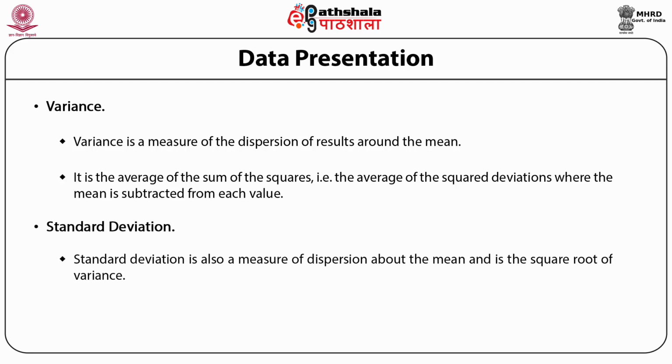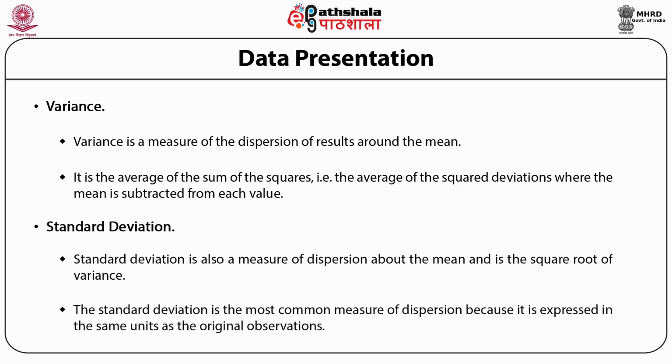The standard deviation. It is also a measure of dispersion about the mean and is the square root of the variance. The standard deviation is the most common measure of dispersion because it's expressed in the same unit as the original observation. It's determined by taking the positive square root of the variance.